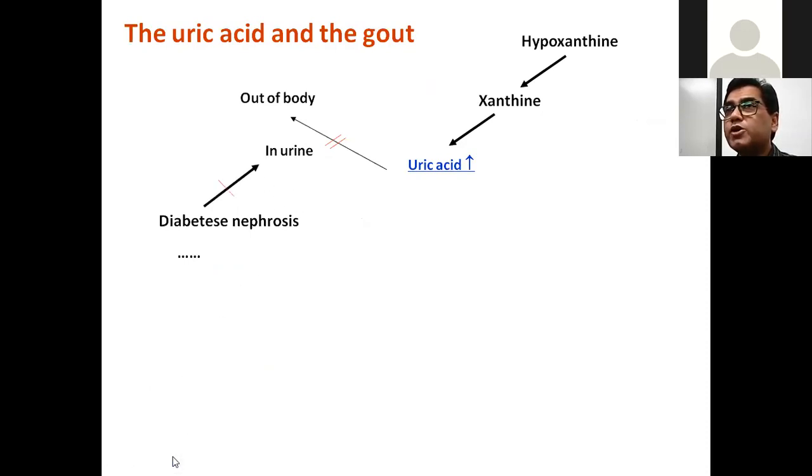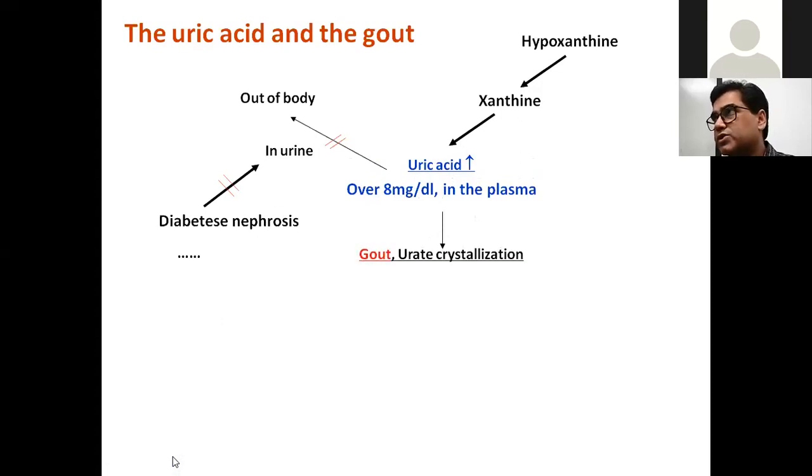So it starts accumulating within the system, within the tissues, and when its levels exceed 8 milligrams per deciliter in the plasma, it leads to urate crystallization, which is known as gout. So 8 milligrams is hyperuricemia, but its deposition above 8 milligrams, and when it affects joints as an inflammation, it is going to produce gout.